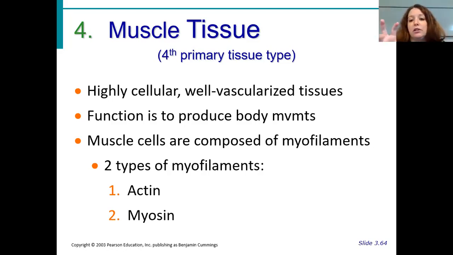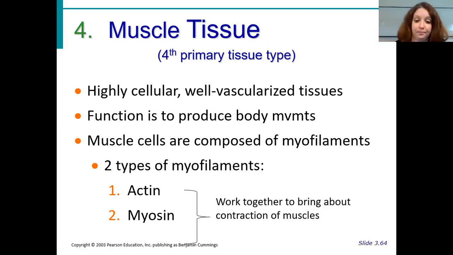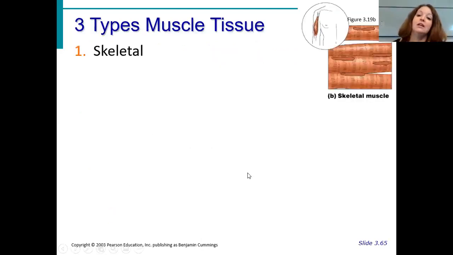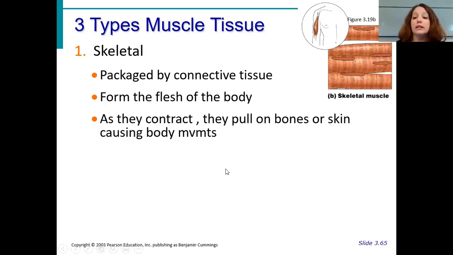So we're going to get through tissues and the integumentary system. Then we're going to do the skeletal system. Then we get to the muscles, and you get to learn all about how the actin and myosin work together to contract a muscle. They work together to bring about contraction of muscles. It wasn't crazy. Skeletal tissue is highly organized.